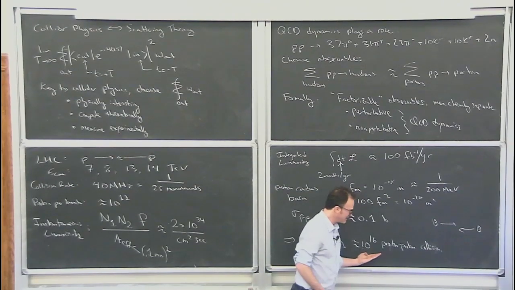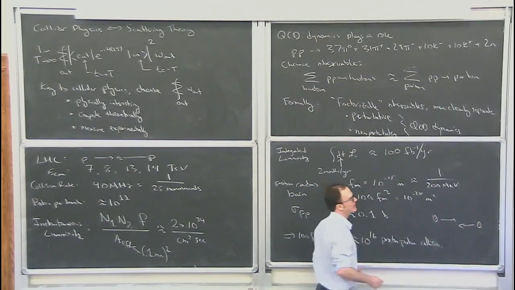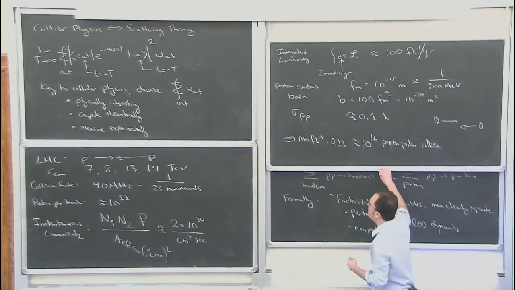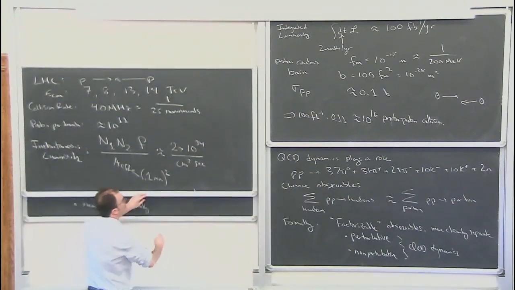So even though this is the number of interesting collisions we might get in a year of running at the LHC, that's not actually what we're able to process.